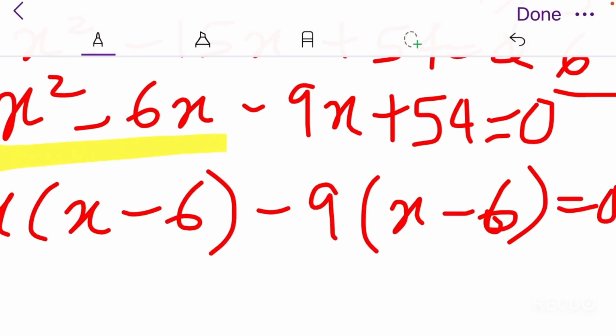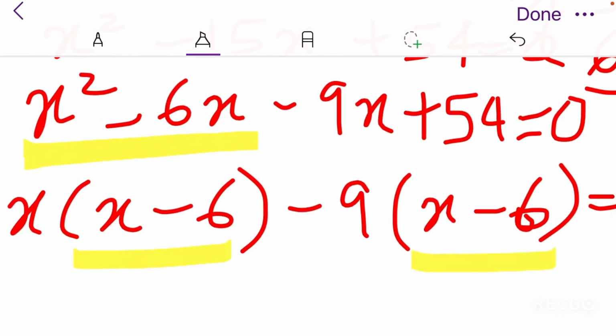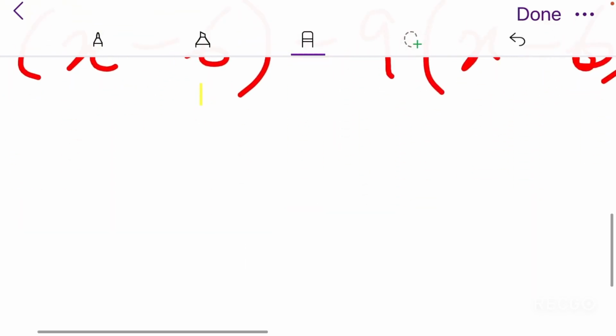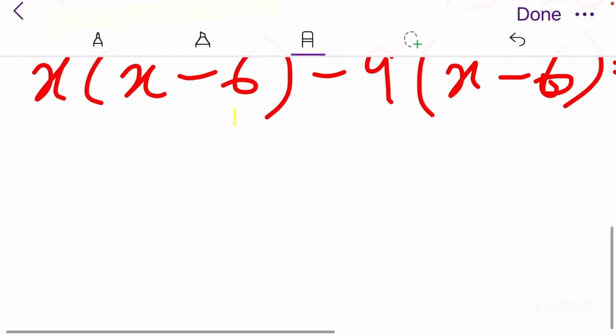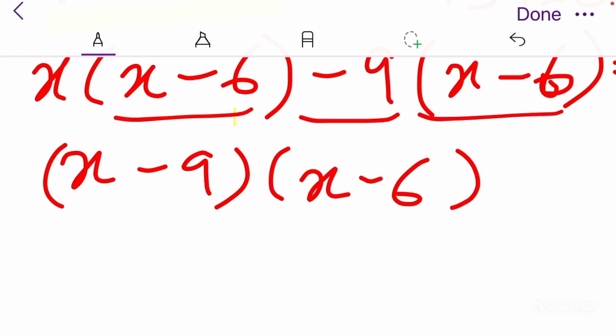Now you can see that these two terms, x minus 6 and x minus 6, are the same. And since I said that these two terms have to be the same, it means that 6 and 9 are the correct roots of our equation. So we can solve ahead and do simplifications. Over here we are having x minus 9 and x minus 6.